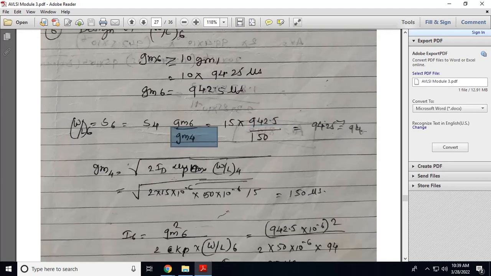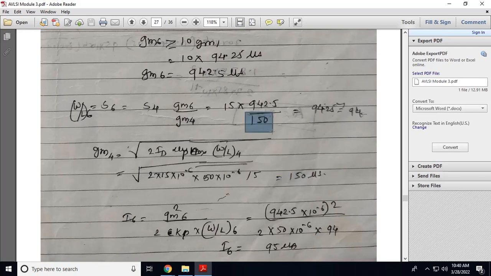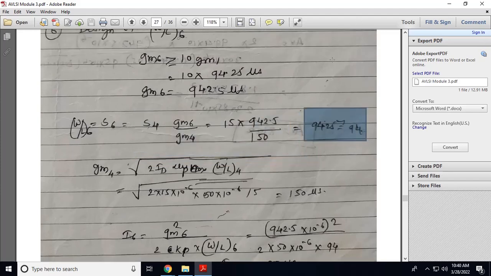Transconductance 4 we have to calculate. Now see, we are using the transconductance 4 equation in terms of device dimension and current. So transconductance of transistor 4 is equal to square root of 2 ID Kp W by L. So 2 ID is 15 micro, Kp is 50 micro, and size of 4 is 15. So we will get transconductance 4, that is 150 microsiemens. So we can put here and simplify this. So size of 6 is 94.25, and that is 94.